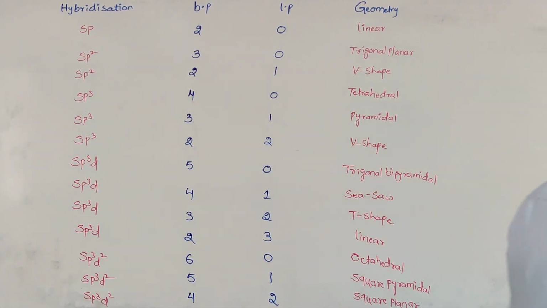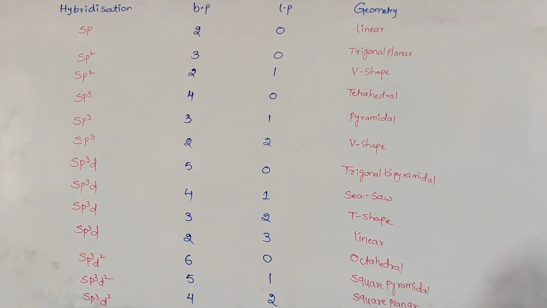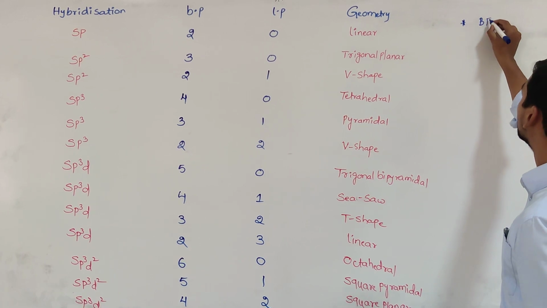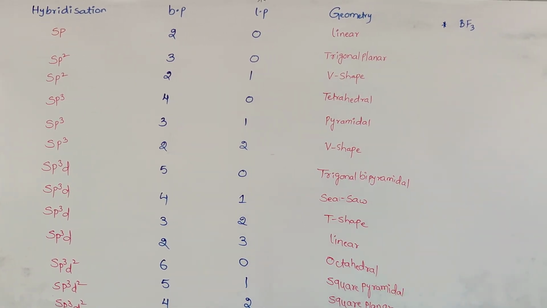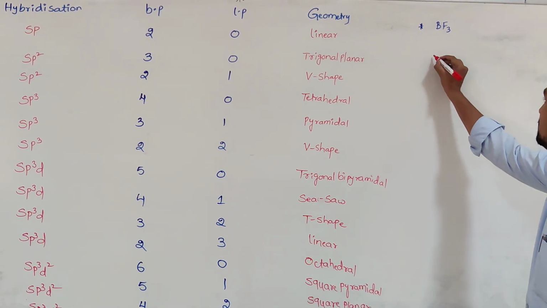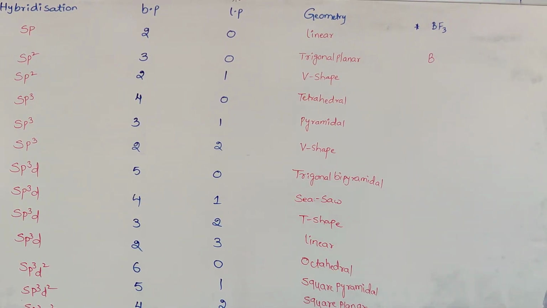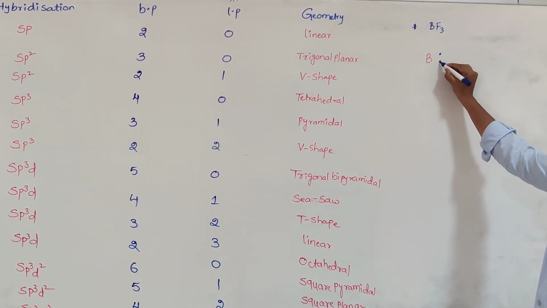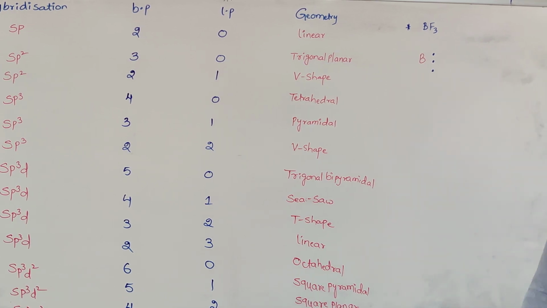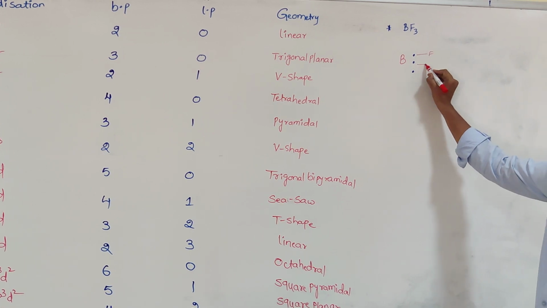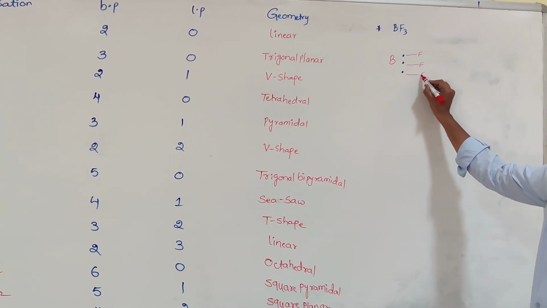Now how can you predict the hybridization of the central atom in a given molecule? The best example I'll give you is the BF3 molecule. In BF3, what is the central atom? The central atom is boron. How many valency electrons are present? 3 valency electrons, so write 3 dots. And each fluorine can form 1 bond: fluorine, fluorine, and fluorine.